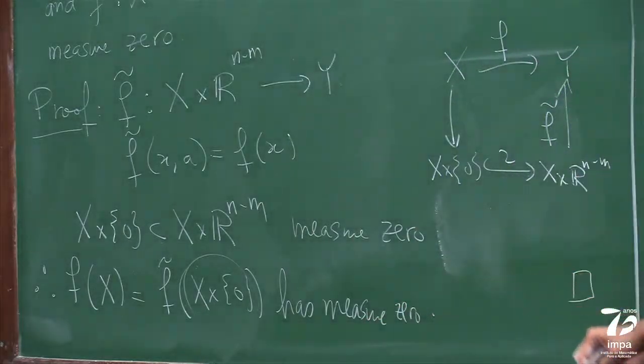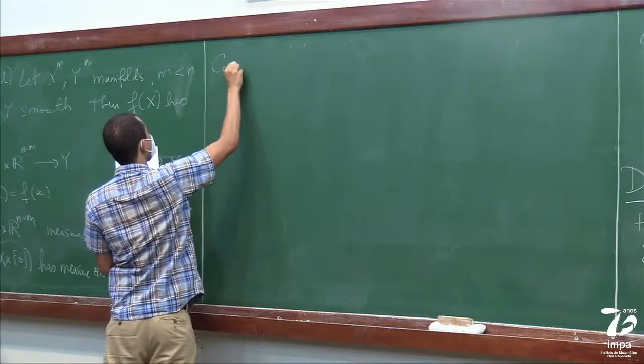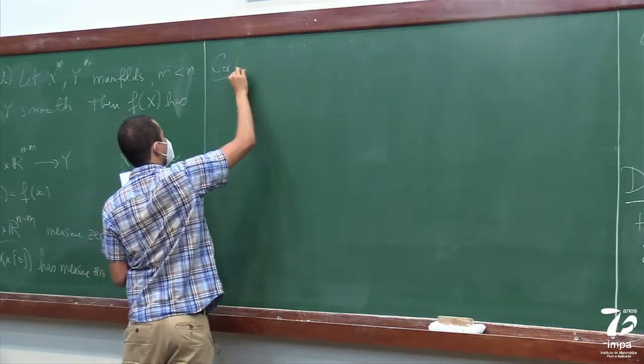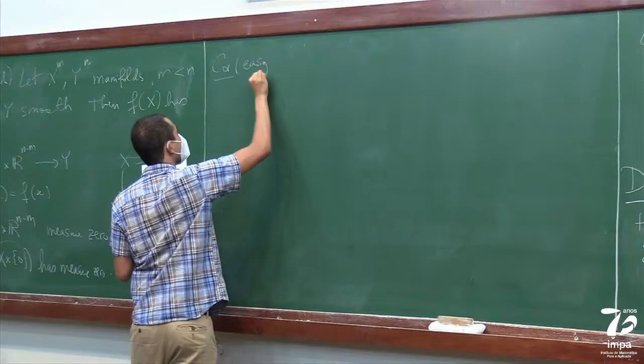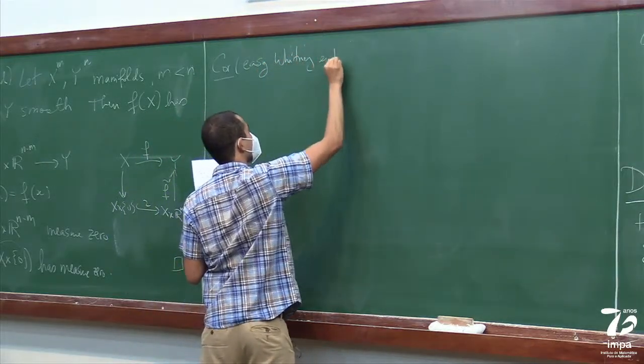So believe it or not, this theorem, we haven't even talked about regular values. This is already a version of Sard's theorem, and it's quite useful. So this is already enough to prove the easy Whitney embedding theorem. So let's prove that before we even state the full Sard's theorem. So a corollary of this is called the easy Whitney embedding theorem.